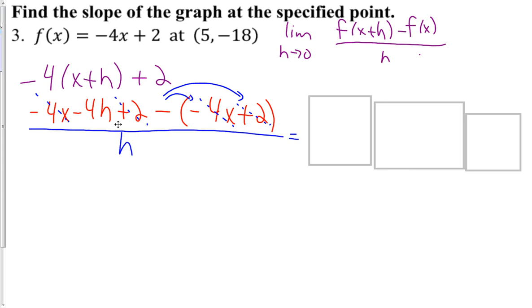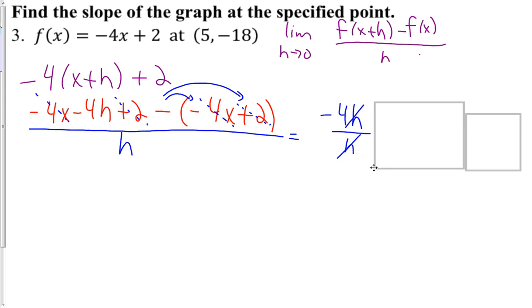Dividing by h, negative 4h over h. And again, if you look at the question one more time, it seems odd: find the slope of the graph. I gave you mx plus b. If I told you find the slope of this, hopefully your answer would have been minus 4 right away, right? Yep, and it should equal minus 4.